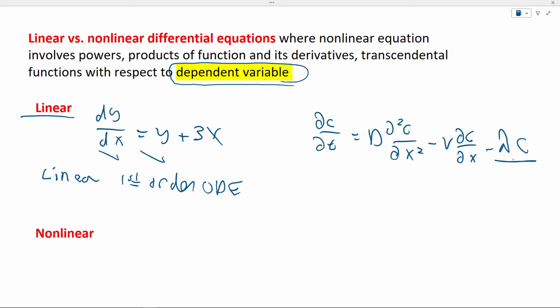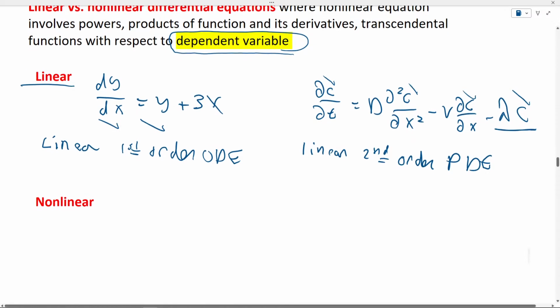So this is linear. C here is linear to the power 1, C here is linear to the power 1, and so on for every term. So what is this? This is a linear second order PDE, partial differential equation.